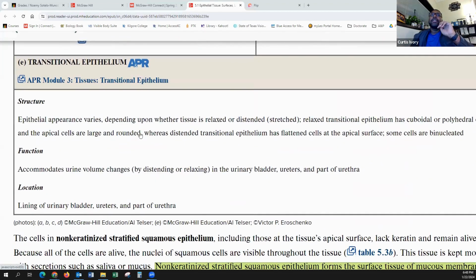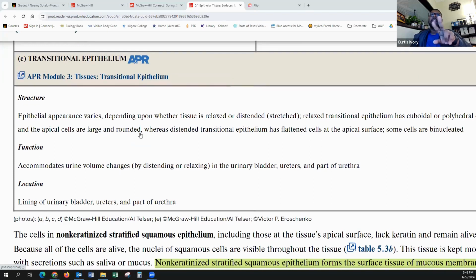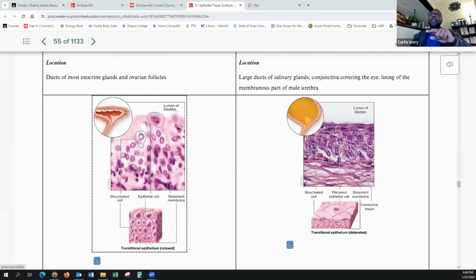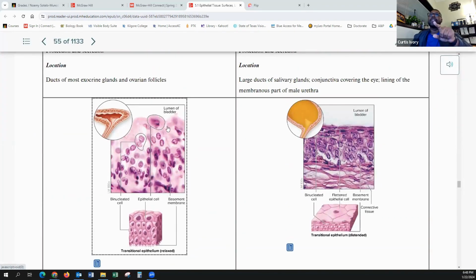And the function is to accommodate urine volume changes. It's also going to be found in the lining of the urinary bladder, ureters, and part of the urethra. So this will only be found in the bladder. Anytime you see cells or tissues referring to the bladder, it will always be transitional.